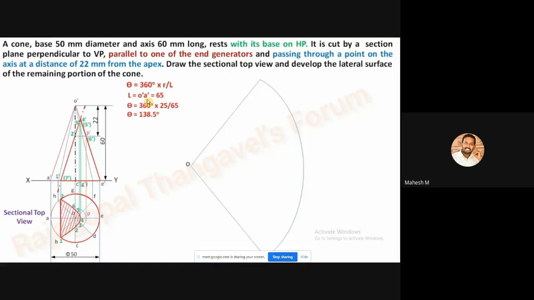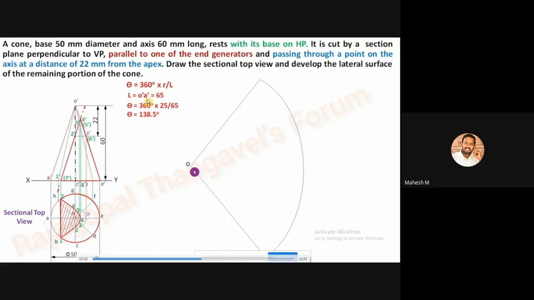Okay, is it clear? Any doubt? Okay, so after creating this starting point, starting line and the ending line, this angle will be 138.5. So what is our condition? We have to divide this particular angle into 8 equal parts, because we have already divided the circle into 8 equal parts. So here we have to divide this particular development into 8 equal parts.